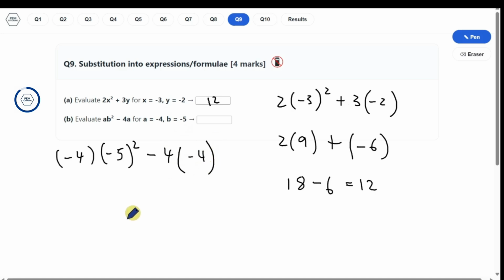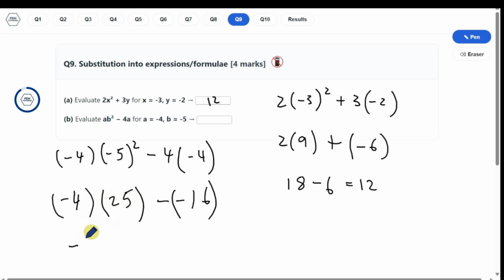And now we've made the substitutions, now we just evaluate this. So we have negative 4 times minus 5 squared. So minus 5 squared is going to be 25. Minus 4 times negative 4 is going to be negative 16. And we now continue the workings out. So minus 4 times 25, that's going to be minus 100. Minus and minus there makes a plus, so it's going to be plus 16. So the answer to this is going to be negative 84.